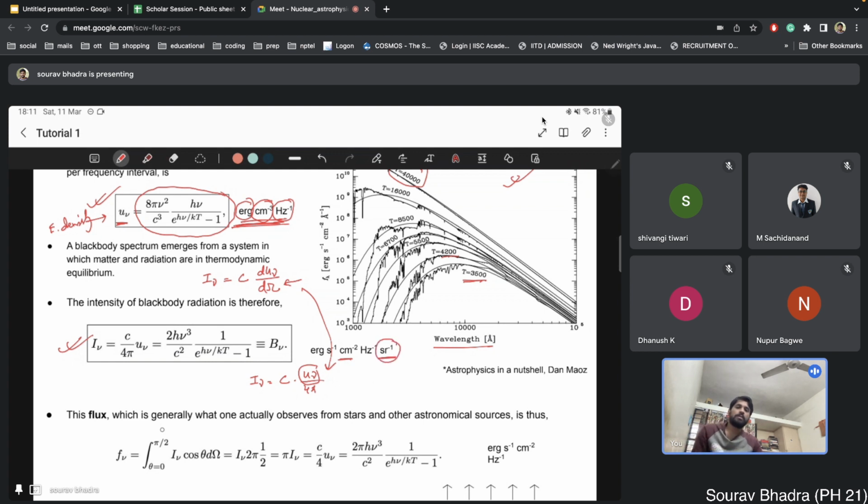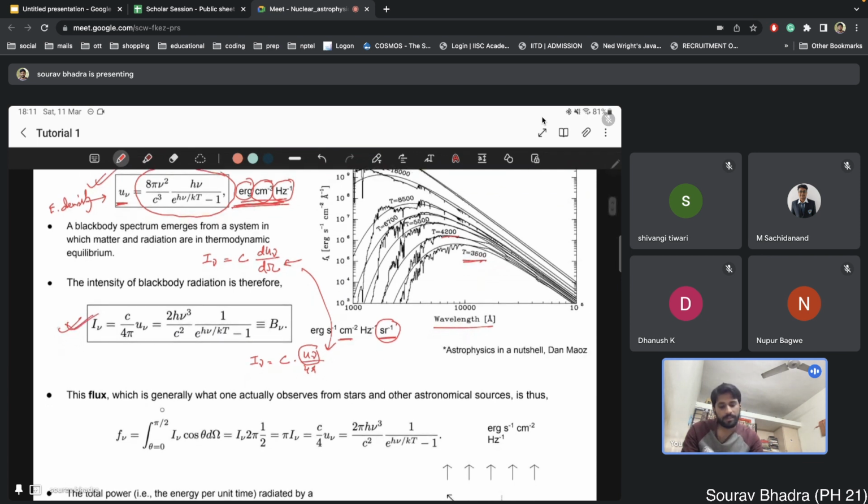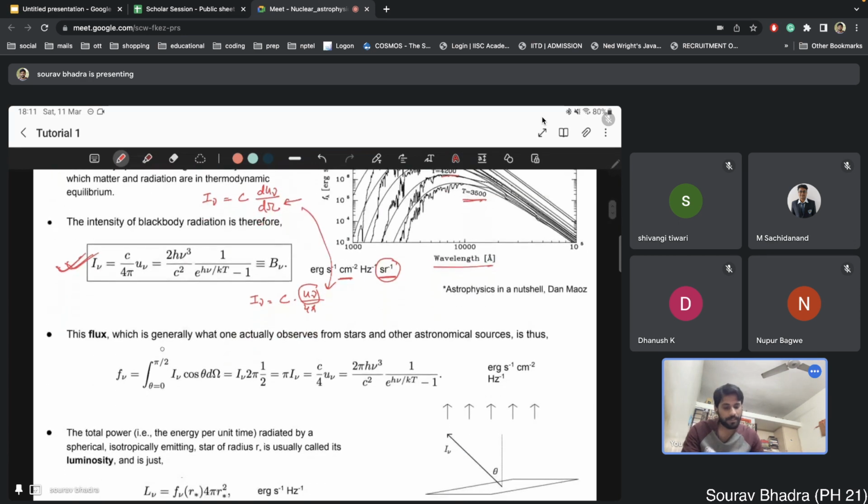So the main difference between intensity and energy density is that the intensity is the energy density times the velocity of the radiation, which is the light speed, divided by the solid angle. So this is I nu, which is very important, and we can measure I nu in astronomy using astronomical instruments. That's why I nu is the important thing.